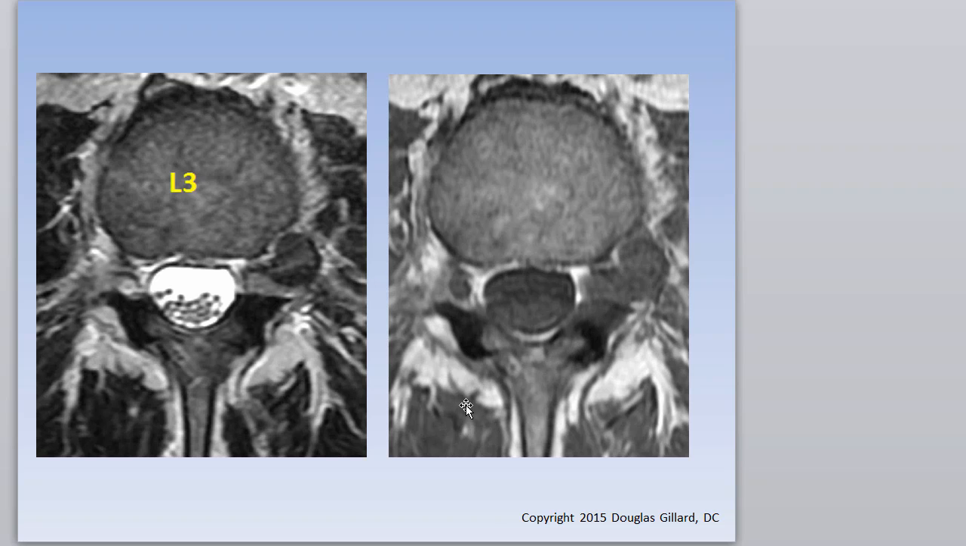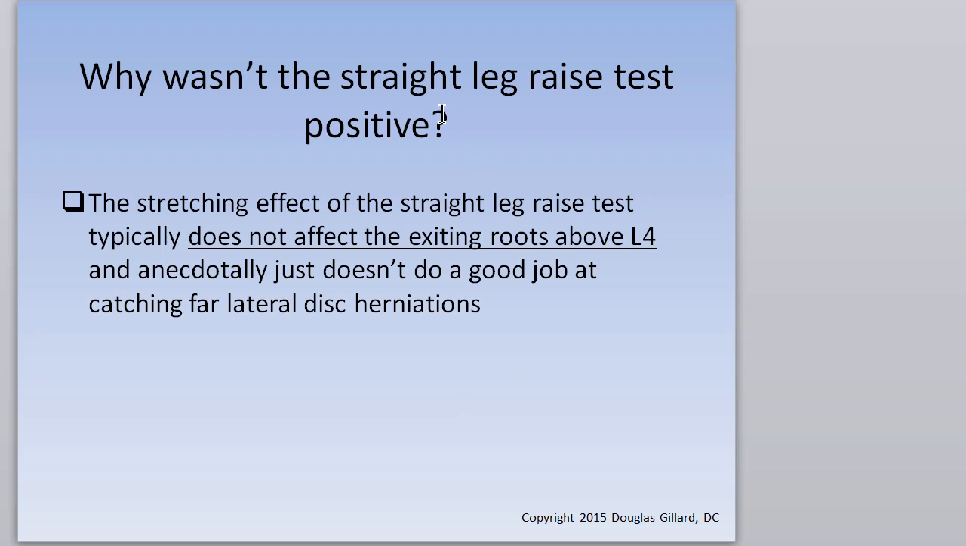Very nice. And know why the straight leg raise wasn't positive? Well, the straight leg raise test typically does not stretch the exiting nerve roots above L4. I never checked if there's research. I probably should, but that's very well known anecdotally. With far lateral herniations, the roots just don't stretch for whatever reason.